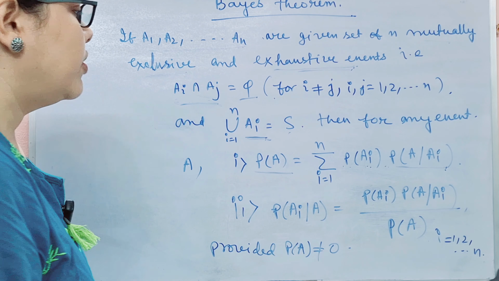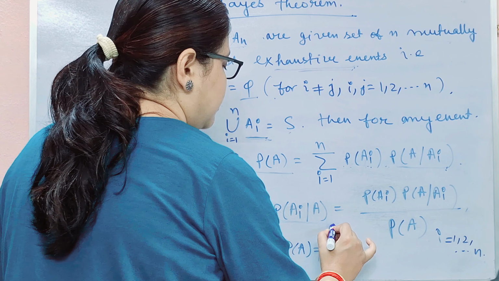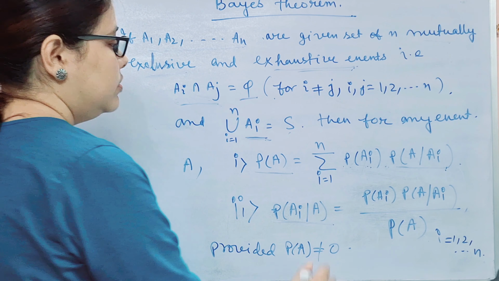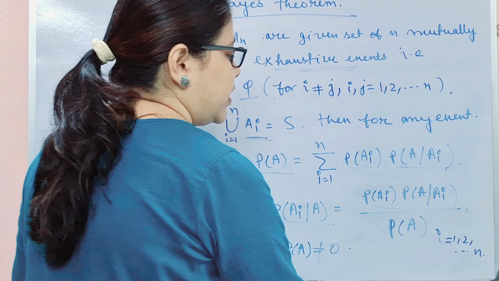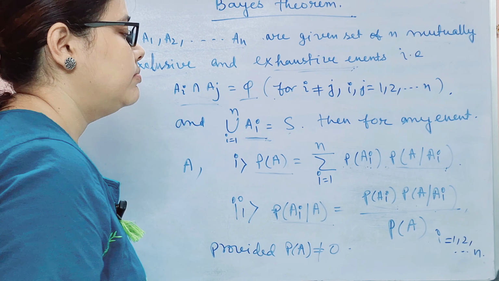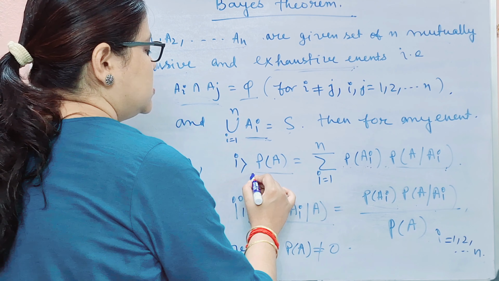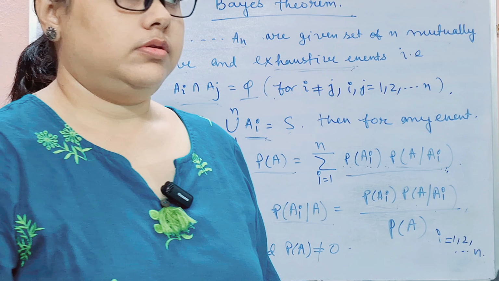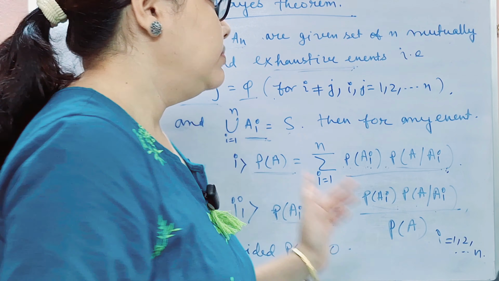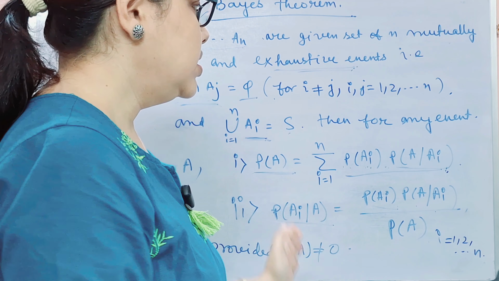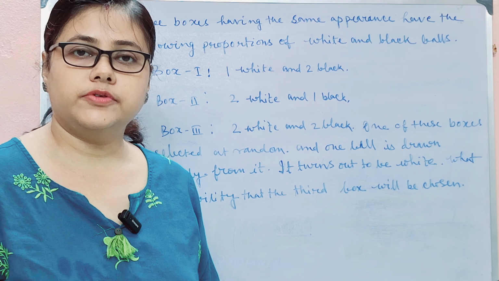And the second formula is the conditional probability of Ai when A has already occurred, which will be equal to probability of Ai times probability of A given Ai, the whole divided by probability of A, and probability of A is already given above. So this is known as Bayes theorem, and if we solve problems related to it, then the concept of the formula will become clear. So I am starting the first problem related to Bayes theorem.